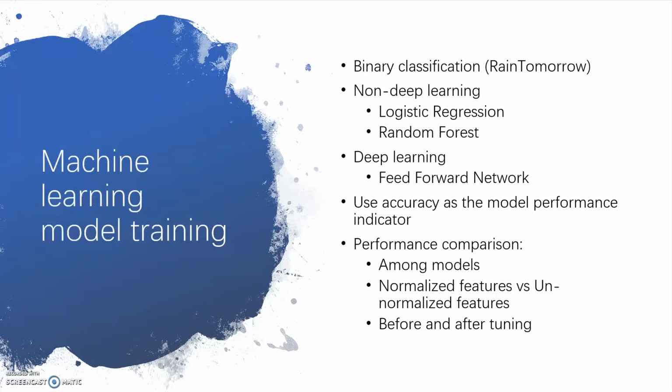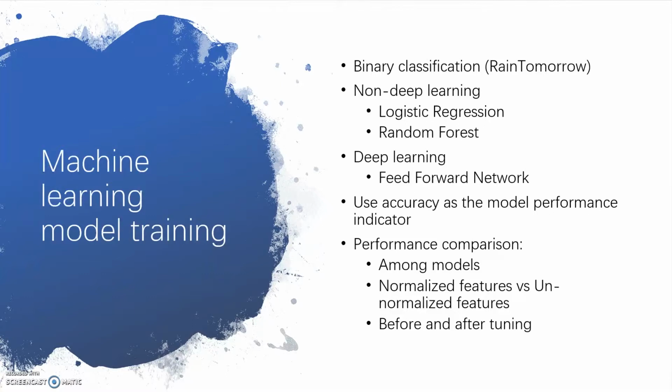As mentioned before, two non-deep learning models, Logistic Regression and Random Forest, were built. A feed-forward network deep learning model was also built. All the models use accuracy as the performance indicator.